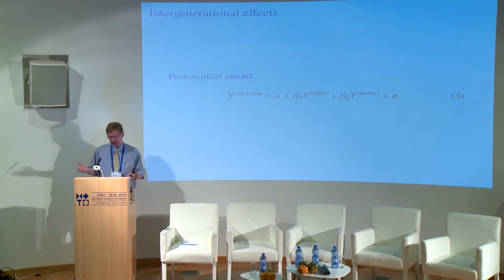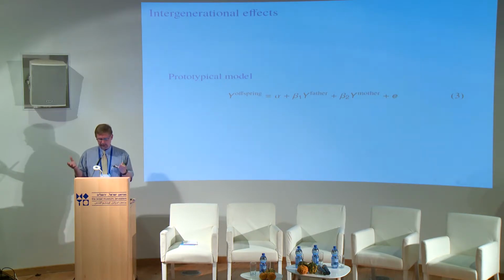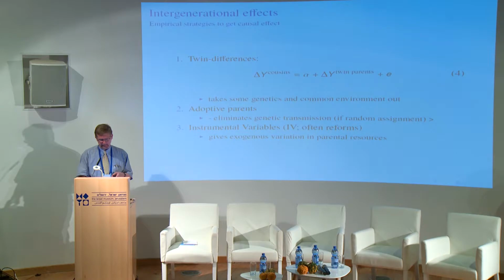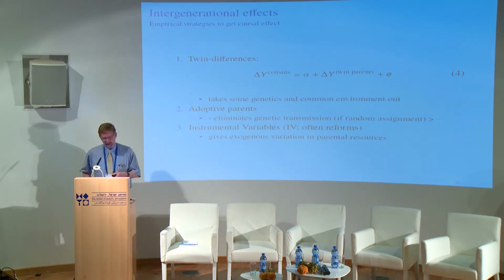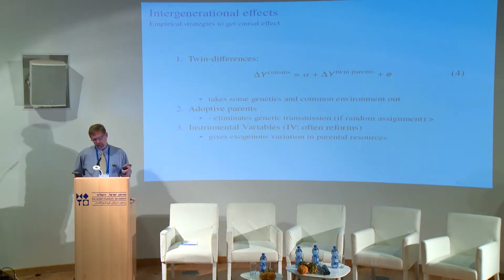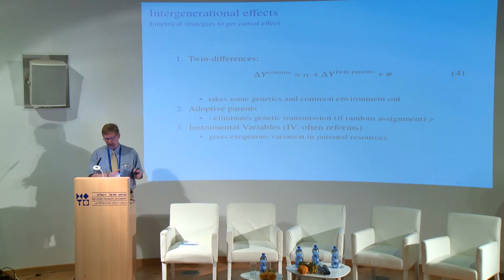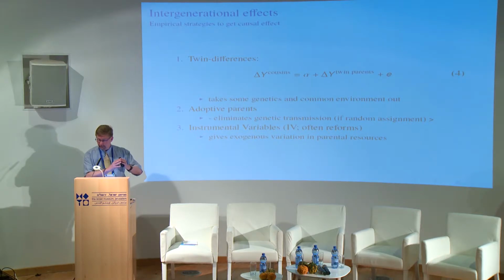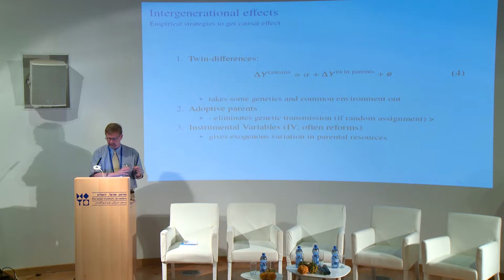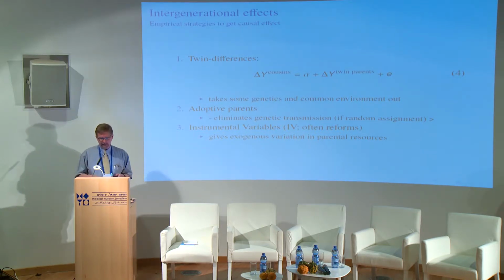So the prototypical model often takes both the father's and the mother's characteristics, say their education levels or their income levels, and then regresses offspring income on that, but uses some kind of empirical strategy to get at a causal effect. A couple of decades ago, it was very popular to try to find twin parents, preferably monozygotic twins, and look at the outcomes of their respective children. So we're looking at the difference in the outcome for the twin parents and we regress the outcome of their children, that is the difference in the cousins' outcomes, on the parents. The idea here is that by taking the difference in the twin parents, you're getting rid of both genetic effects and shared environment of the twins.